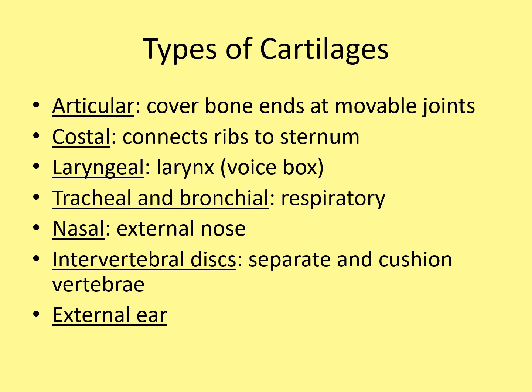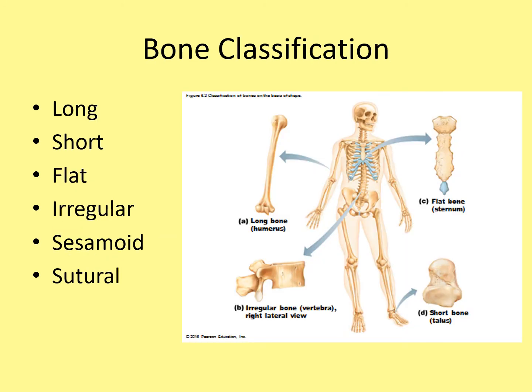Costal cartilage is what connects the ribs to the sternum. Costal refers to the rib area. Laryngeal cartilage is found in the voice box, or in the larynx. Tracheal and bronchial are found associated with the respiratory system. The nasal, your external nose, is actually cartilage. Between the discs, to separate the vertebrae and help to cushion them, you find the intervertebral disc, which is a type of cartilage, and then also your external ear. So these are just various examples.